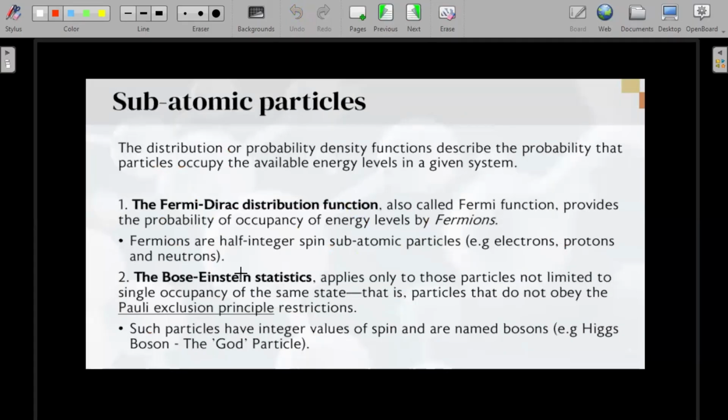Okay, so we also have what we call the Bose-Einstein statistics. These apply only to those particles not limited to single occupants of the same state, that is, particles that do not obey the Pauli exclusion principle. We'll talk about this as we move on.